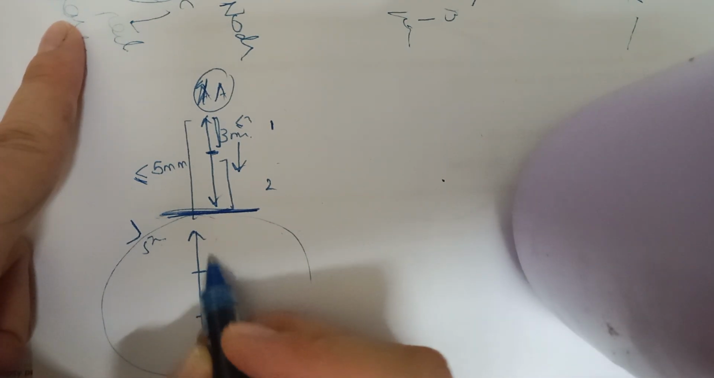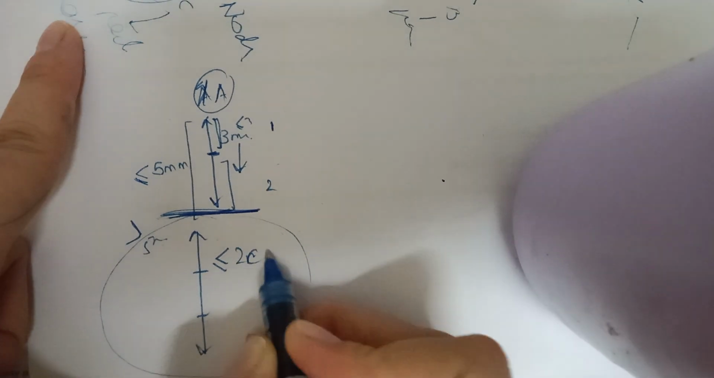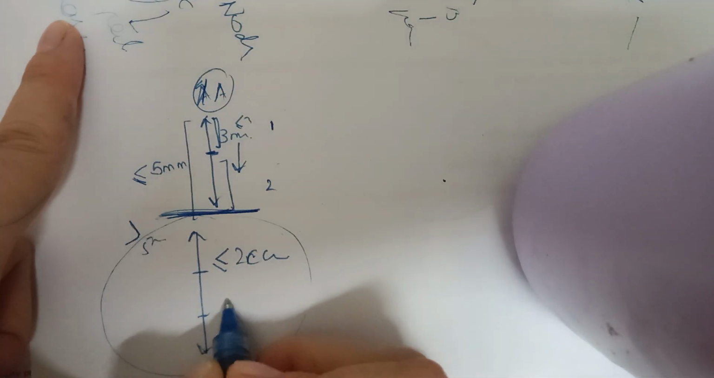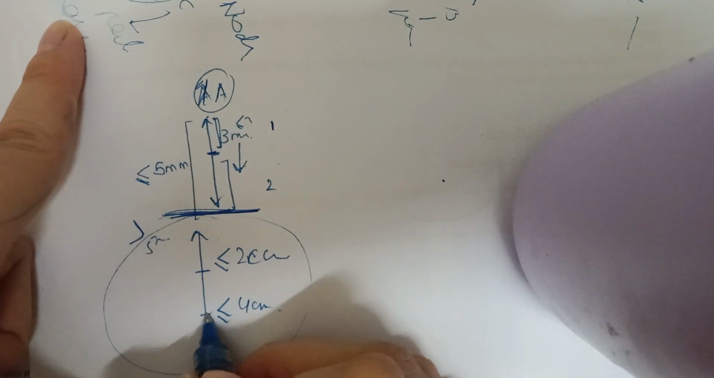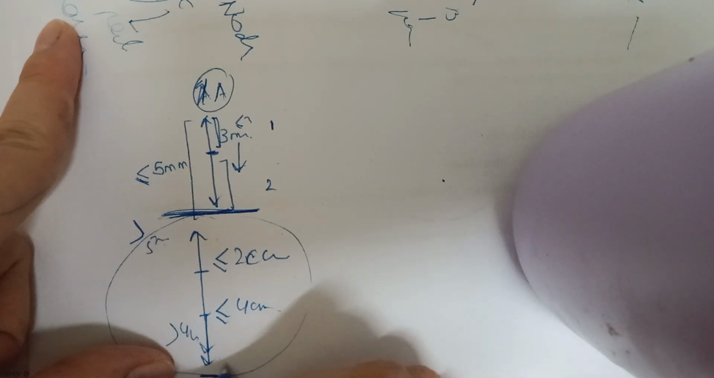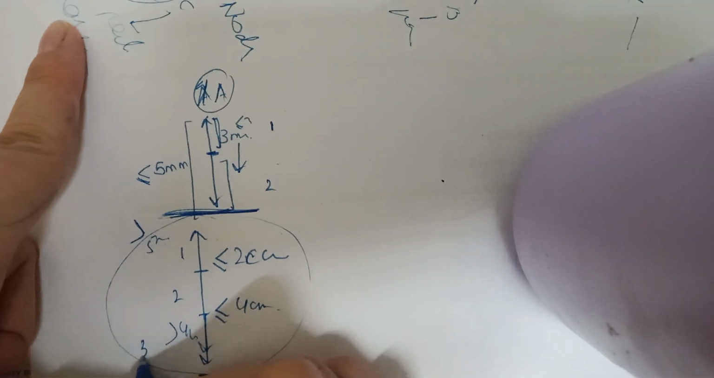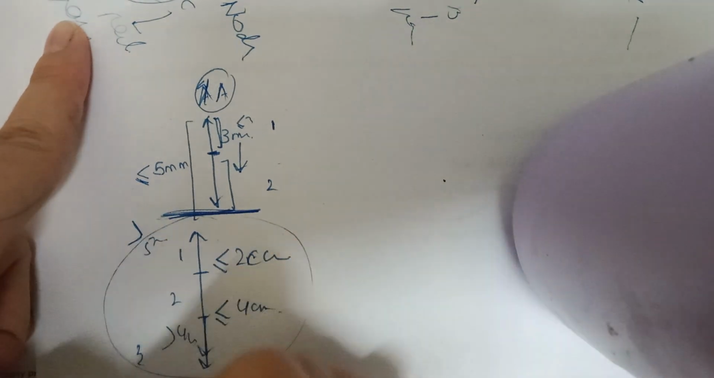The first one is more than 5 mm but less than or equal to 2 centimeters. The second part is more than 2 centimeters but less than or equal to 4 centimeters. And then anywhere more than 4 centimeters, no upper limit, is the third part. This is 1B1, 1B2, 1B3. Very simple again, guys.